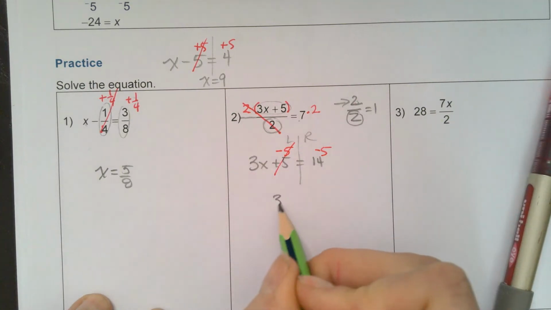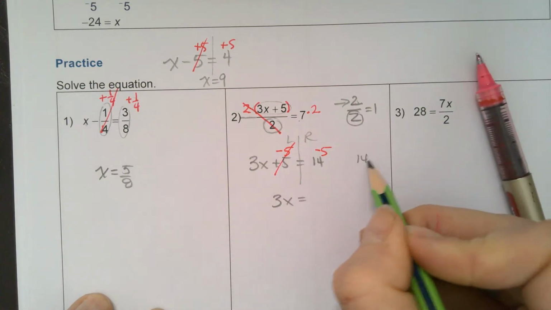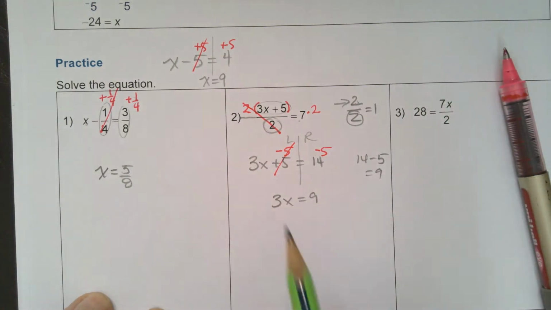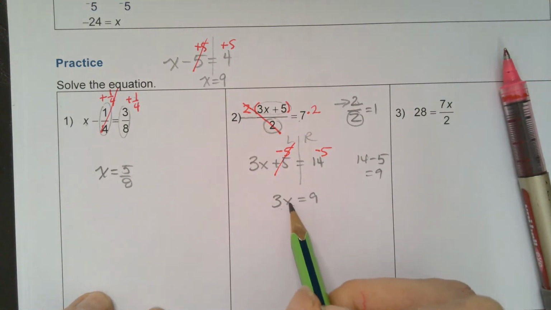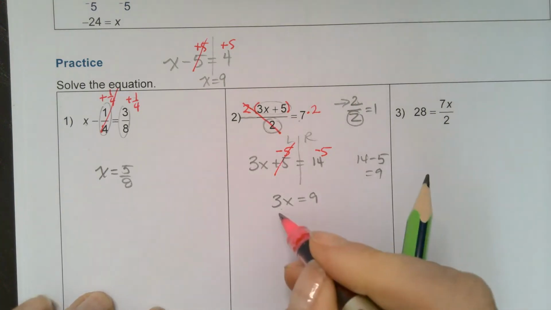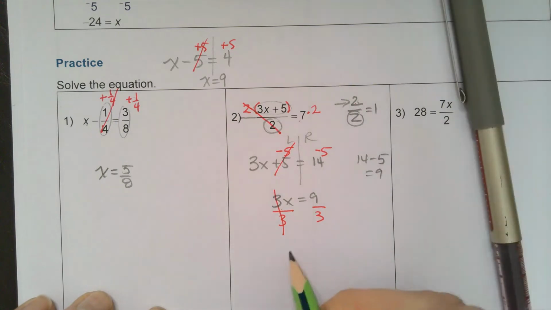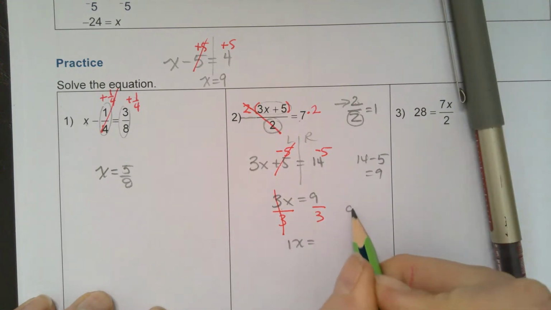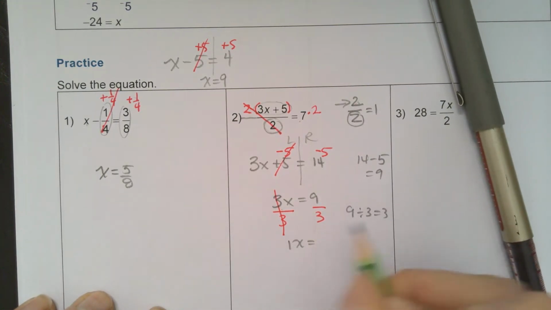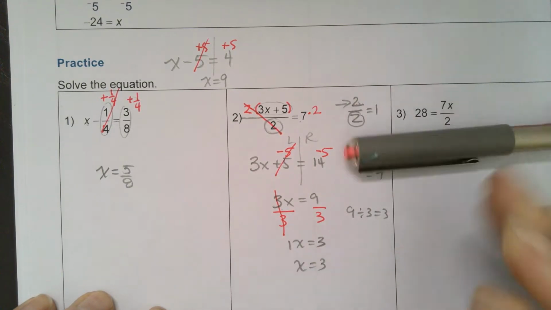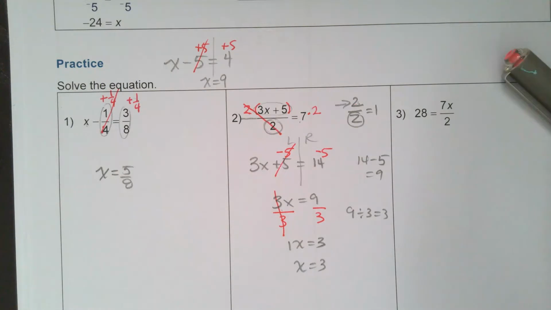So I have 3x equals 14 minus 5 equals 9. So that's 9. So now I want to get the x by itself, so get rid of the 3. So same over same. That's 1. So I have 1x equals 9 divided by 3 equals 3. So that's 3. So x equals 3. Okay. So let's do this one.